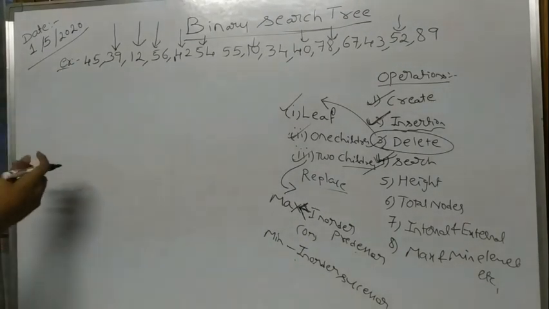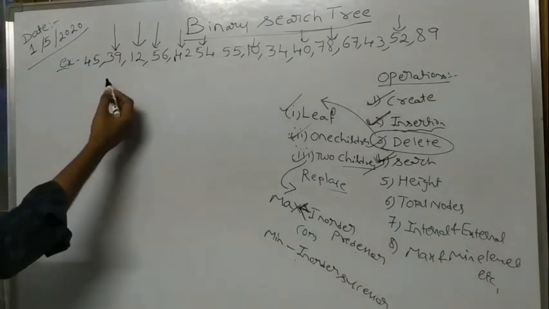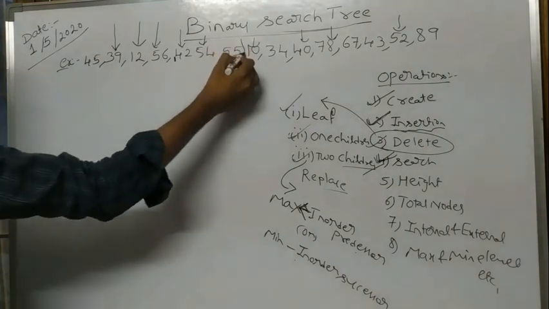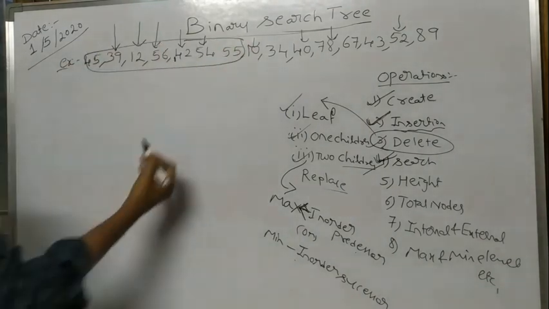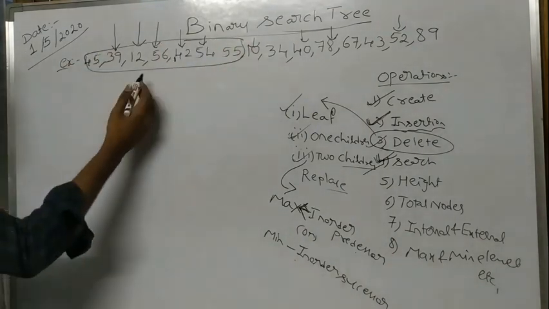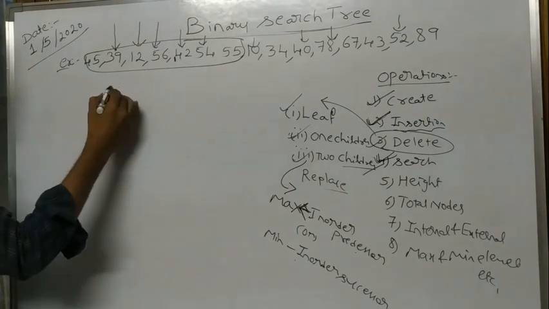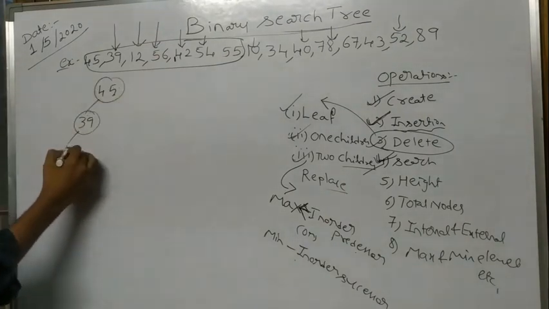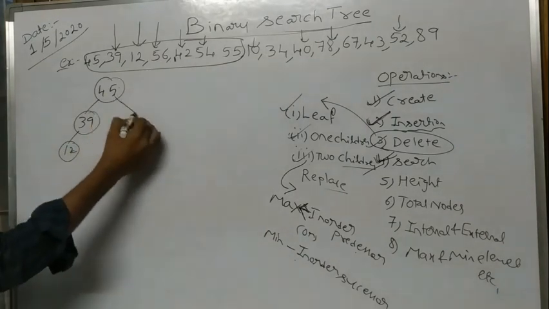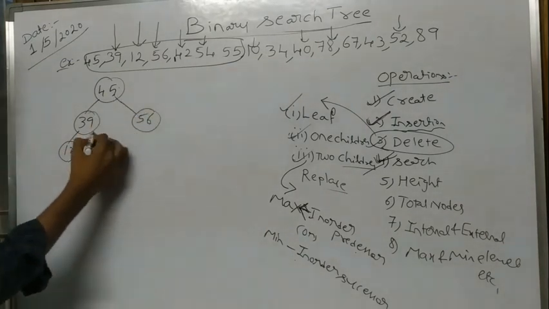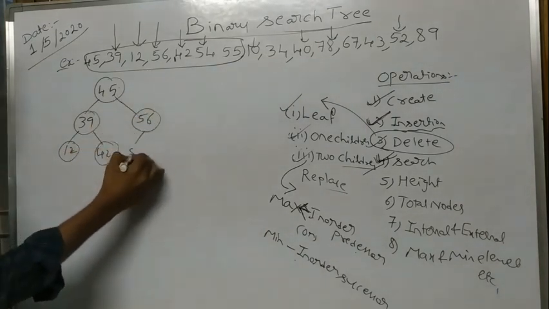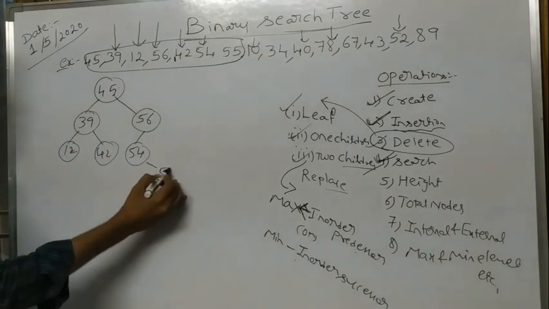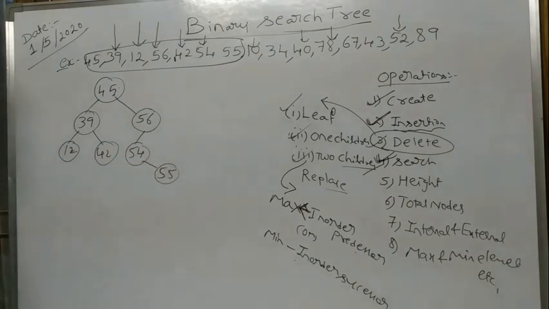For example, we are going to construct a binary search tree for these values. So I will directly construct it: 45, 39, 12, 56, 42, 54 and 55. Okay, fine.